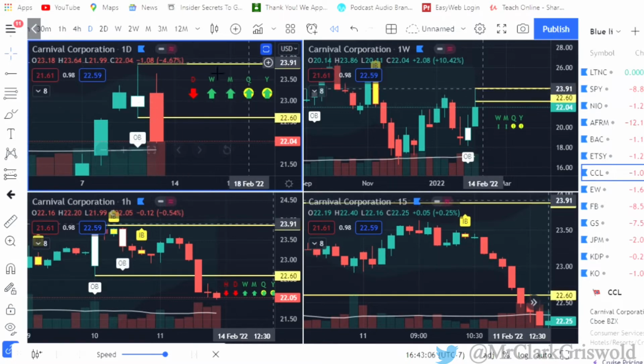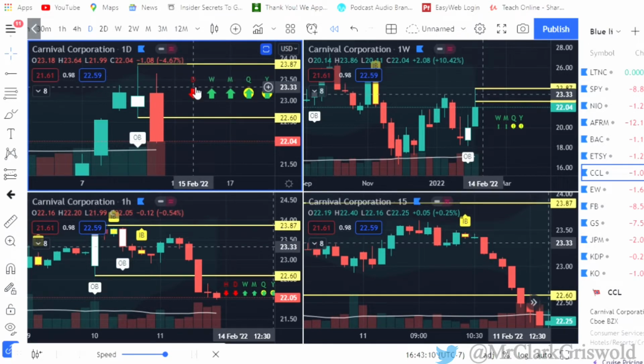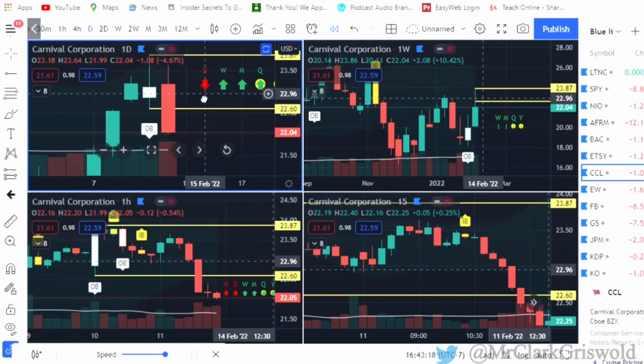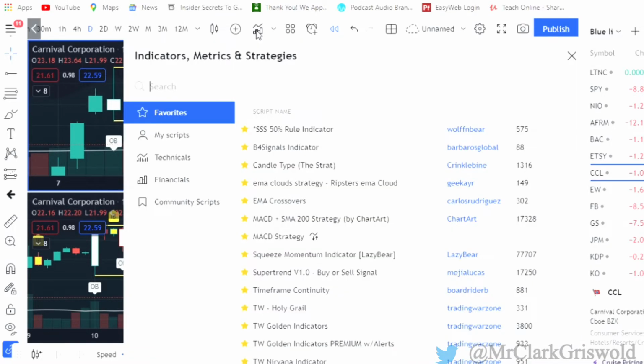So a lot of people don't even worry about time frame continuity, but it just gives you more probability and a better chance of being successful on your trade. Okay, but you don't have to use it. If you want to use it, before we get started, go into the indicators, metrics, and strategies. You can type in time frame continuity, and it's by Board Rider B. There's a bunch of them out there. This is just the one I use.